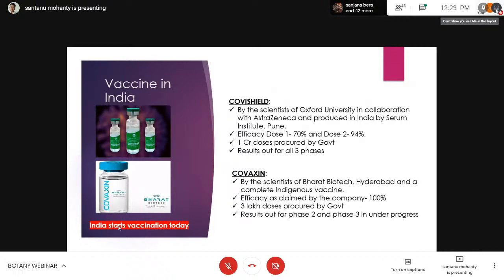Now, the most debated thing in India, that is vaccines in India and whether it is good or bad, whether we should take the vaccine or not. As I said, congratulations that India starts vaccination today. So 2 vaccines in India got approved.